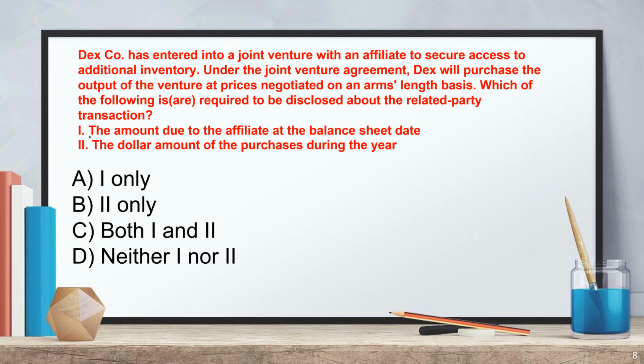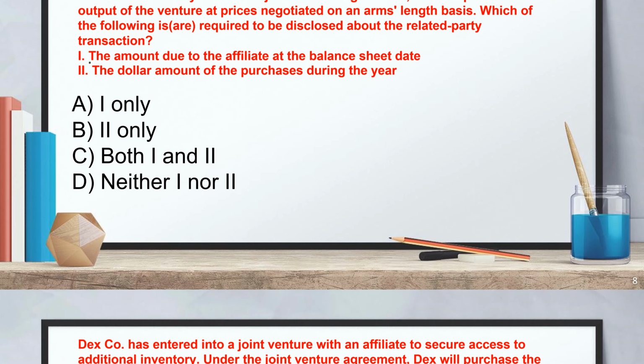Question 4. Dex Company has entered into a joint venture with an affiliate to secure access to additional inventory. Under the joint venture agreement, Dex will purchase the output of the venture at prices negotiated on an arm's length basis. Which of the following is or are required to be disclosed about the related party transaction? 1. The amount due to the affiliate at the balance sheet date. 2. The dollar amount of the purchases during the year. The correct answer is C.